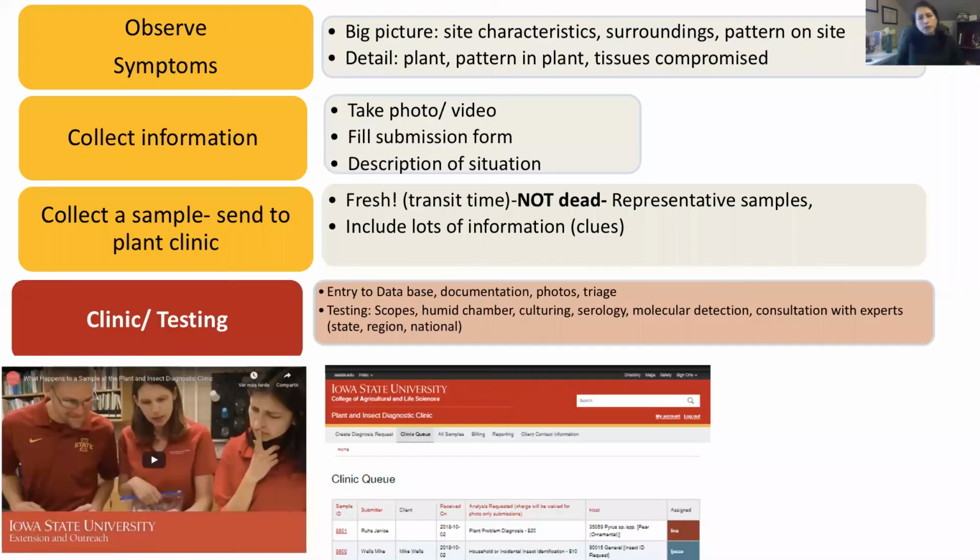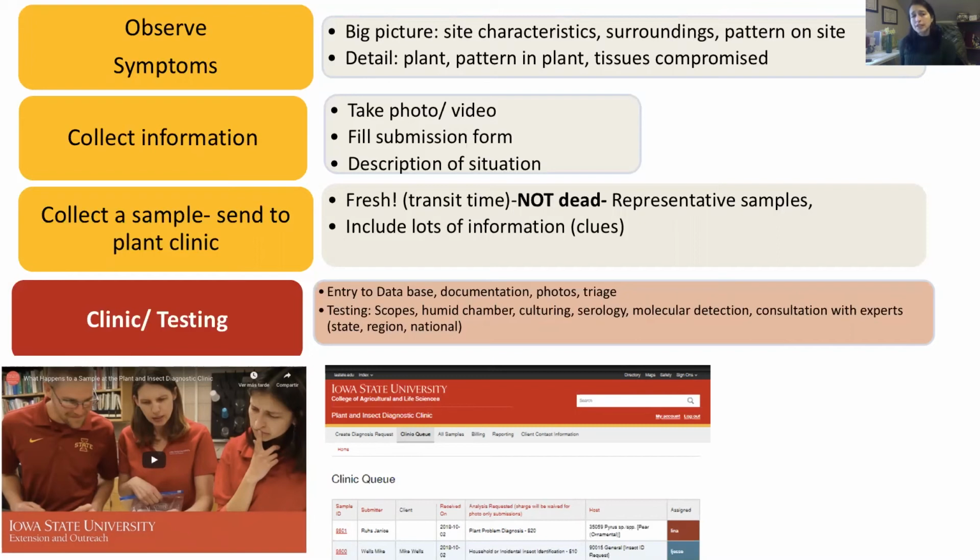So just to summarize, as you notice a problem, make sure that you observe the symptoms and that you're taking photos and notes. Remember to look at the big picture: site characteristics, surroundings, what is the pattern, details in the plant per se, pattern in the plant, what are the tissues compromised. Collect as much information as possible. Take photos, we love videos too. Use a submission form to collect information and describe the situation to the best of your understanding.